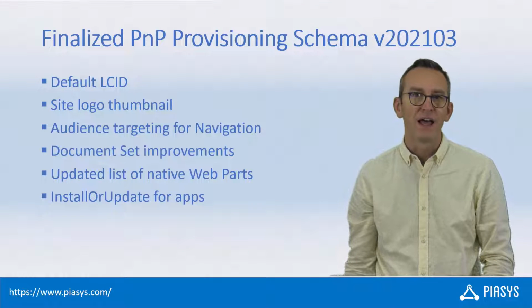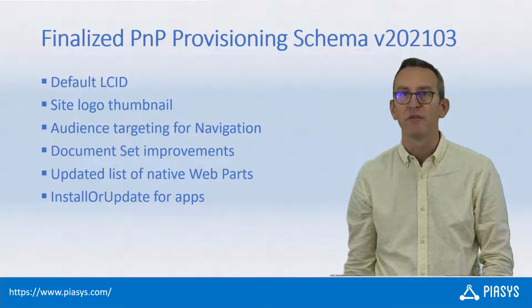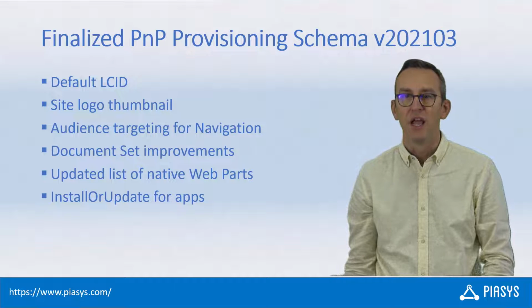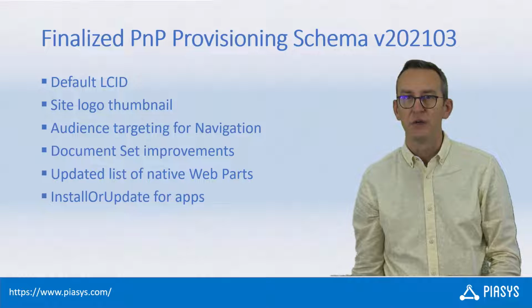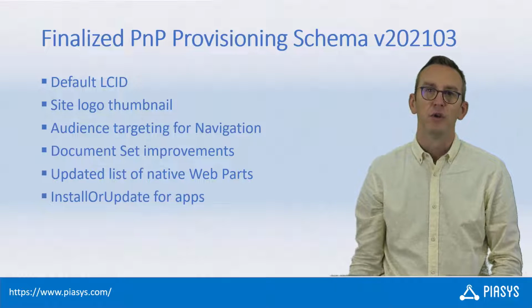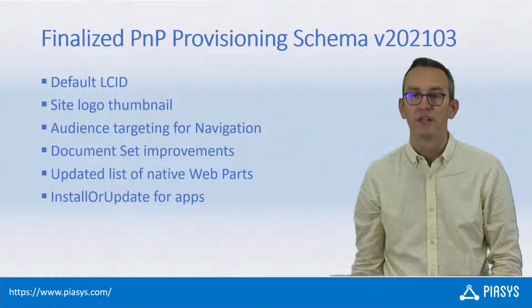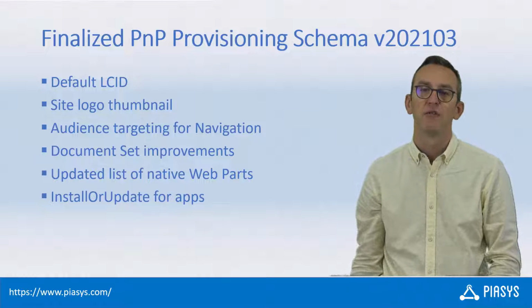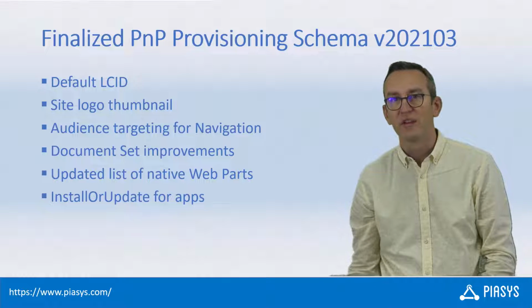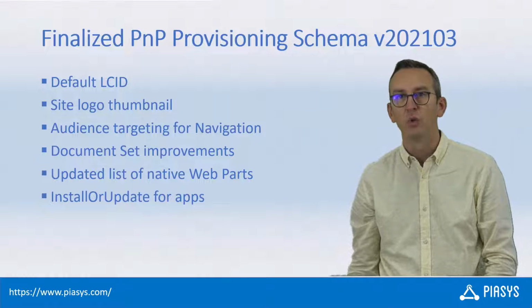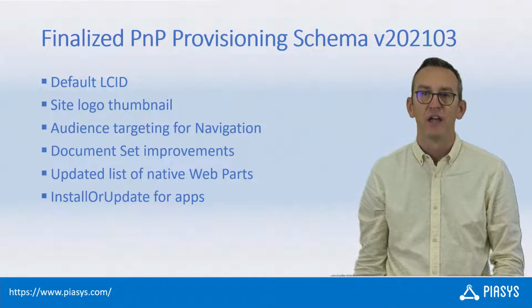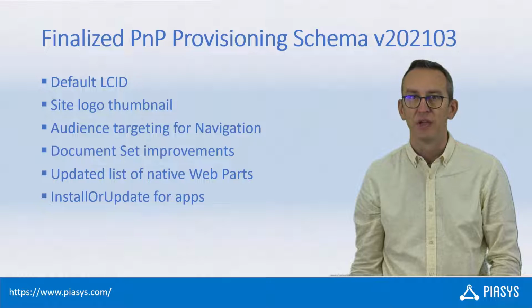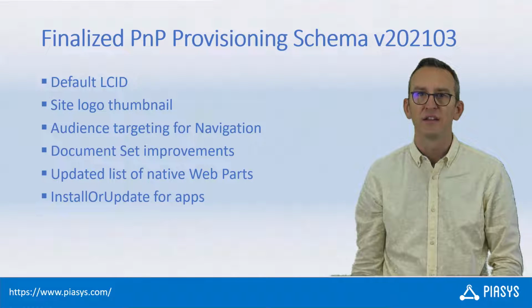We also finalized the PnP Provisioning Schema version 2021-03, and specifically we introduced support for a default localization ID when provisioning content. We now support the site logo thumbnail, the audience targeting for navigation, and document set improvements, specifically when you want to inherit settings about shared fields and content types allowed in a document set.